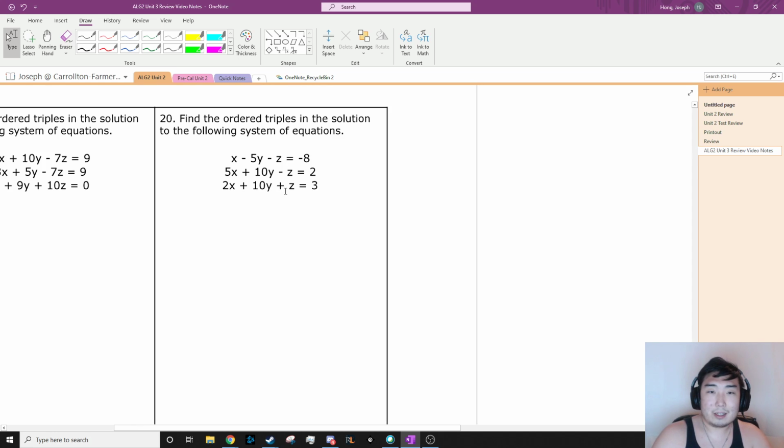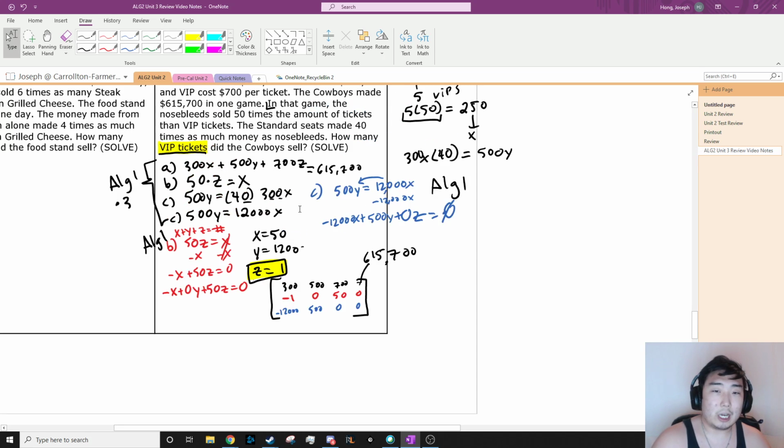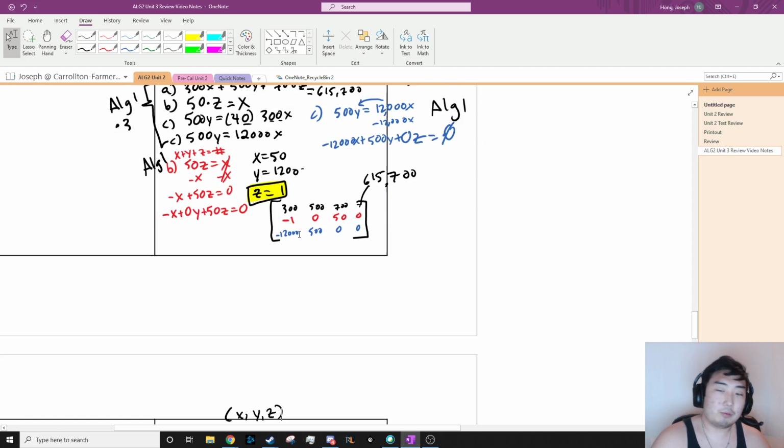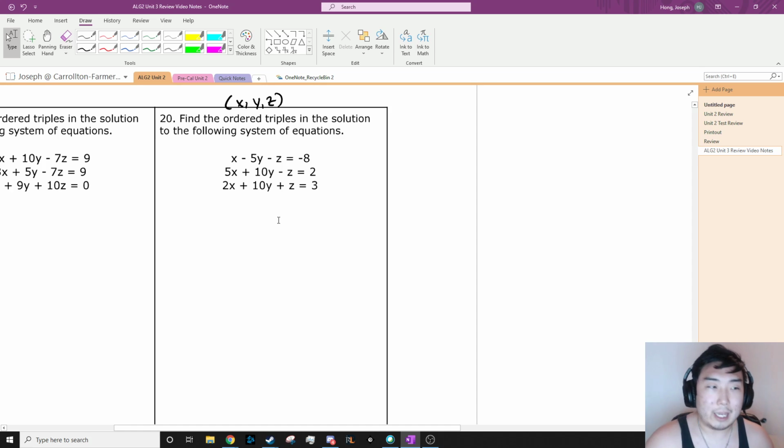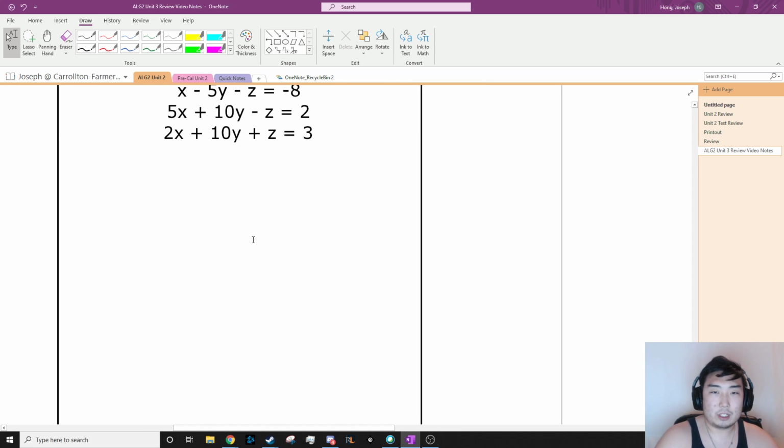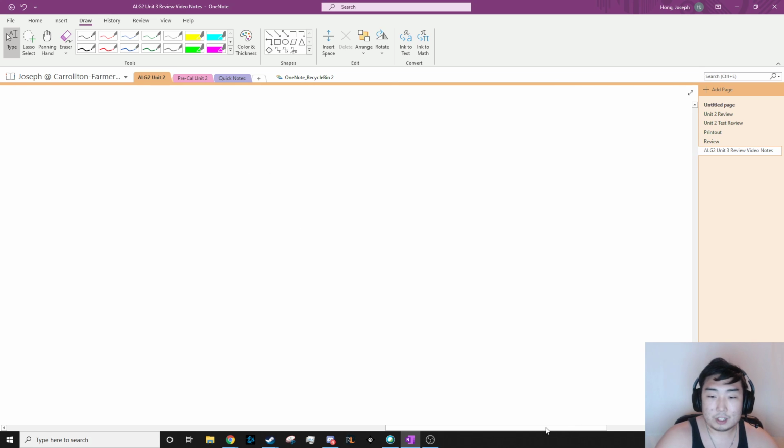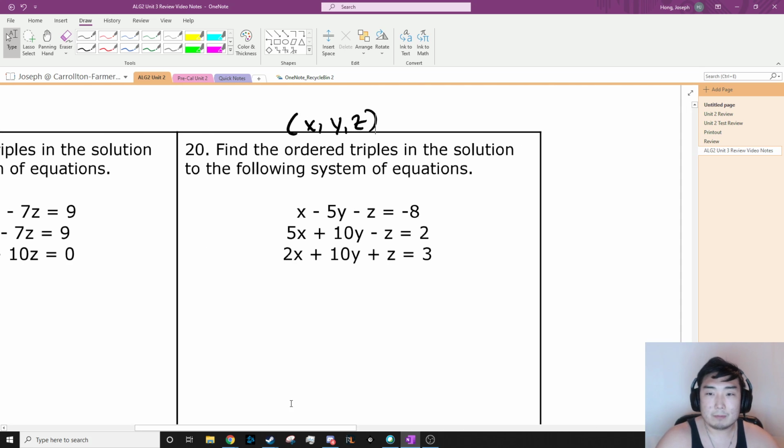Number 20. Find the ordered triplets, which is pretty much just an ordered pair, but with X, Y, Z, in the solution of the following systems of equations. So we used matrix for this one. We cheated, kind of. I didn't have a lot of space. I just want to do a matrix, but for this one, I want to use elimination. The reason why elimination seems very attractive to me in this problem is because I have a z, a negative z, a negative z, and a positive z.